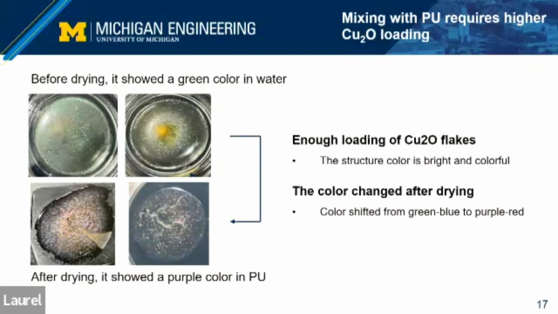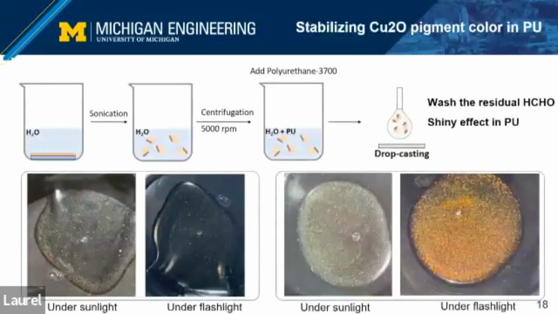And we definitely don't want a color change for the vehicle coating. You don't want your vehicle under the sunlight to change color two days after you buy it. So we communicated with the DSAD committee, and they recommended that we do centrifugation to wash away any chemical residuals that could possibly stay in the water dispersion that contains the cuprous oxide. Because the cuprous oxide is synthesized by a chemical reaction, it's very possible that some residual reductant remains in the dispersion and will cause the cuprous oxide to be further reduced to copper.